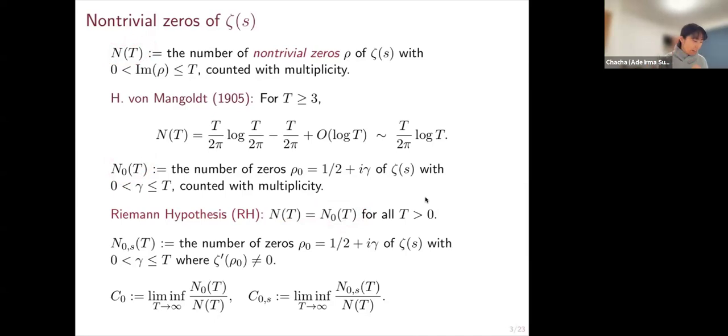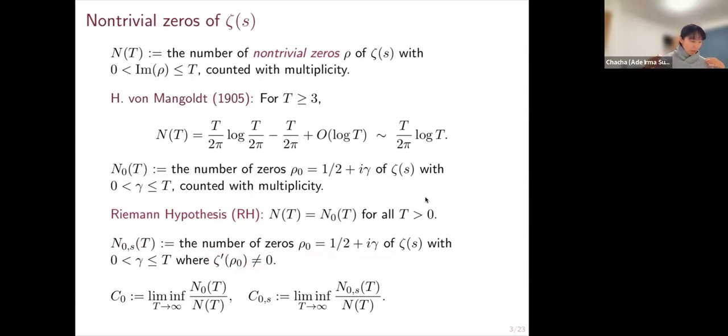Then I need another notation. I add a label s, in addition to this 0 over here, to count the number of zeros which are on the critical line and also simple, by which we mean that the first derivative is not 0.